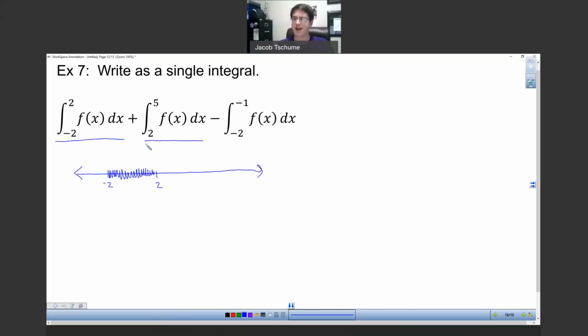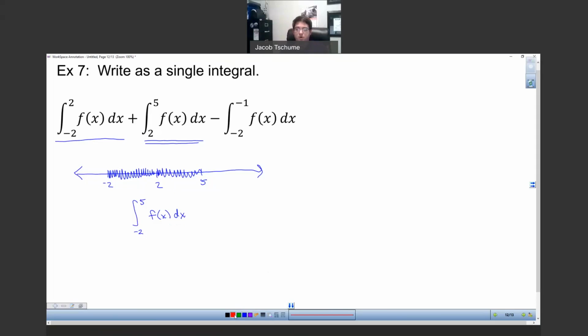Then I want you to add to this the integral from 2 to 5. So that means if you start at 2 and you go to 5, we now pick up this entire integral. So just adding those first two together would actually give us the integral from -2 to 5 of the same function. That's what property 5 says you can do.